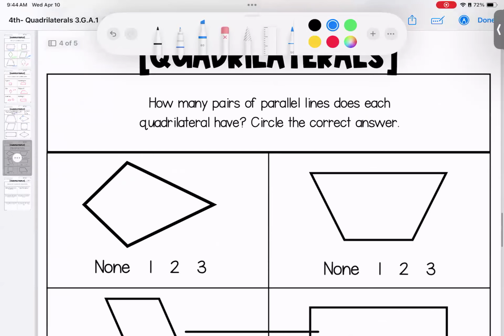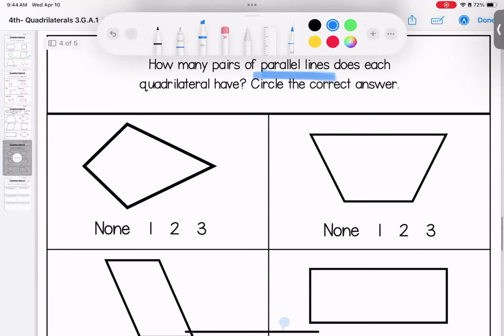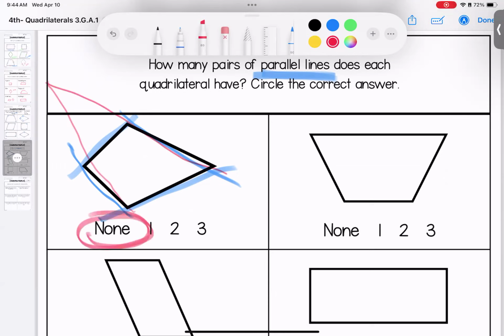For this next page, we're looking to see how many pairs of parallel lines we have. You can say none, 1, 2, or 3. Remember with parallel lines, if we continue to draw them, they are never going to cross. So we have intersecting, intersecting, intersecting. If we were to look at these two sides, if we continue them, they're going to slowly get intersecting as well. None. There are no pairs of parallel sides.